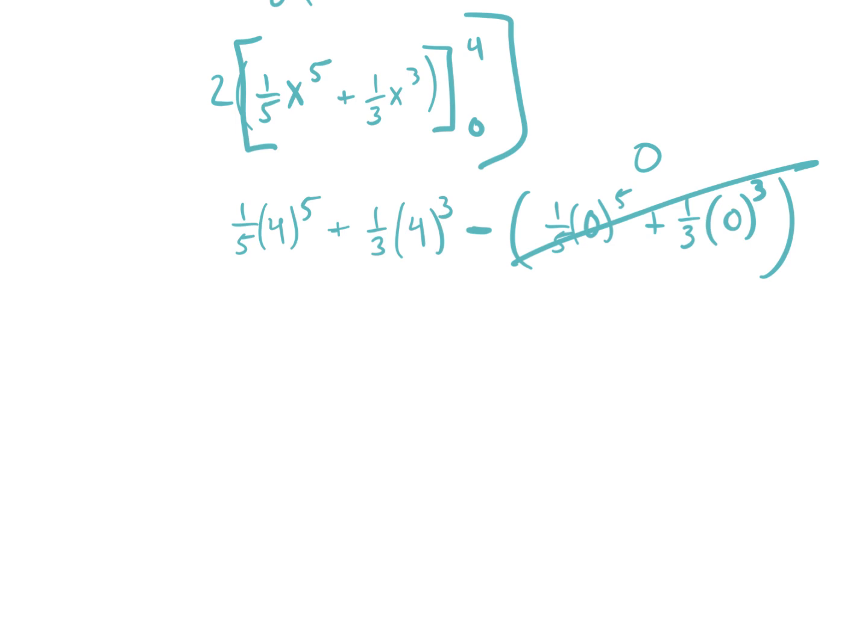So from here we can just evaluate. 4 to the 5th power is 1024 over 5. 4 to the 3rd power is 64 over 3. Find a common denominator, add these together, multiply by 2.